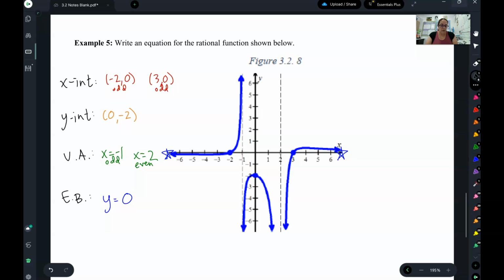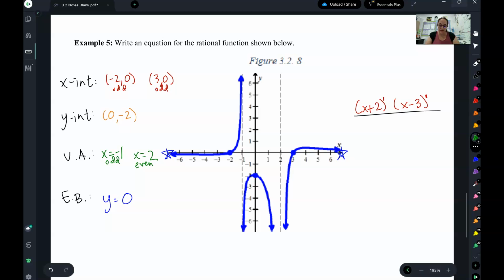So first thing I'm going to start with, I know that x-intercepts go in the numerator. If -2 is my x-intercept, then I know x plus 2 will be my numerator. And it's odd, so I'm going to do it to the first power. If 3 is my x-intercept, then I know x minus 3 is my factor, and it's odd, so to the first power.